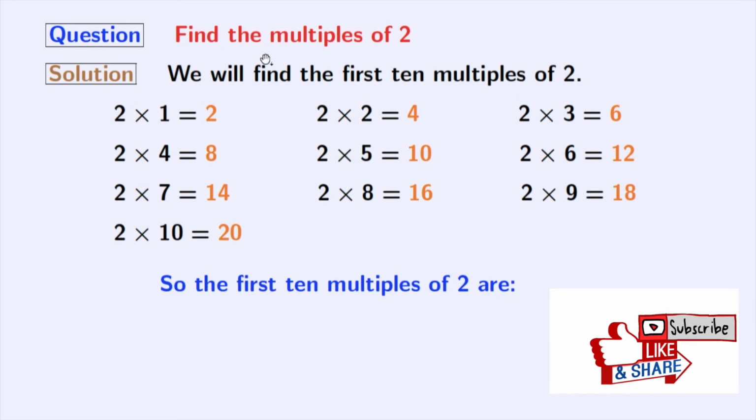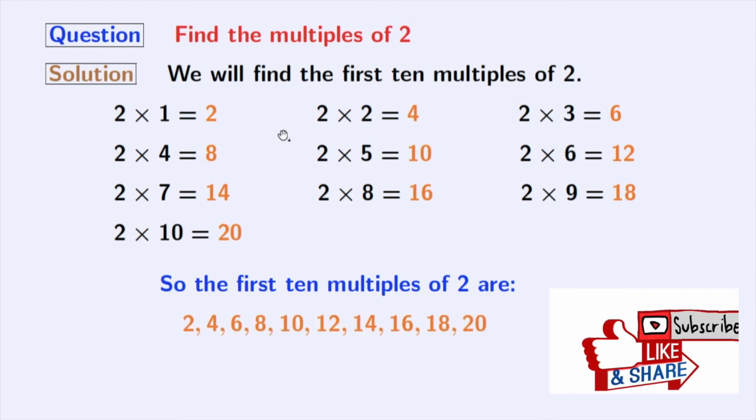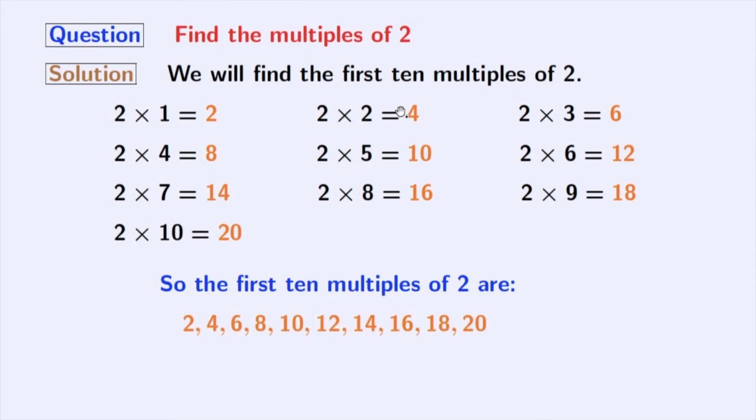So look, we have obtained the first 10 multiples of 2, which are the orange ones. Those are 2, 4, 6, 8, 10, 12, 14, 16, 18 and 20. In the same way, we can find other multiples of 2 also.